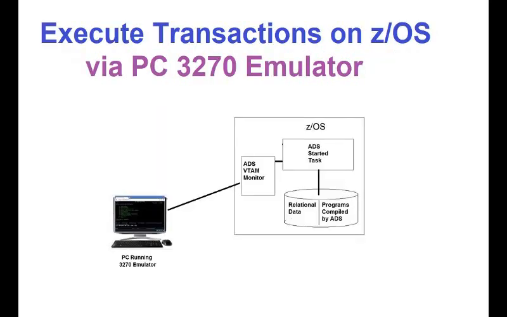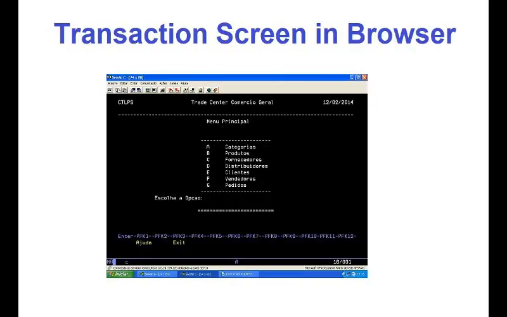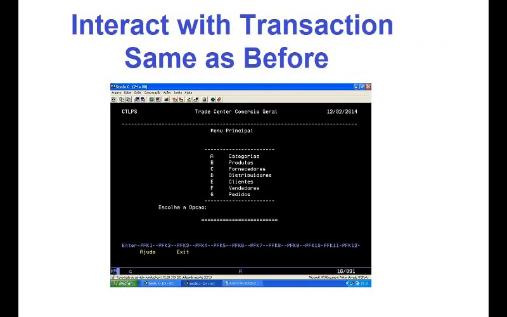You can also execute transactions on z/OS by using a PC 3270 emulator. This communicates with the ADS VTAM monitor running on z/OS that in turn communicates with the ADS runtime started task, where you log onto ADS. Using this method, ADS can be configured to associate transaction IDs with programs. After entering a transaction ID for a program, you will see the screen for that transaction. You will then be able to interact with the program the same way as you did when it was a Natural transaction.